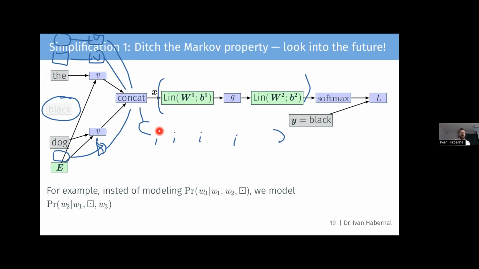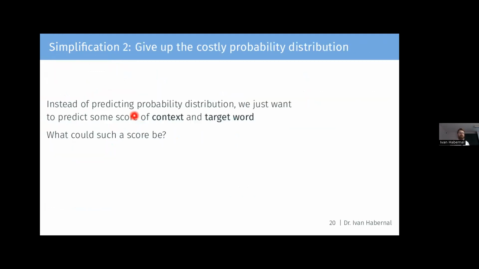All right, good. So now we're modeling the middle word. This is fine. Nothing substantially changed. Now we want to give up the costly probability distribution. So instead of predicting the probability distribution, we just want to predict some score of the context and the target word. So what could such a score be?